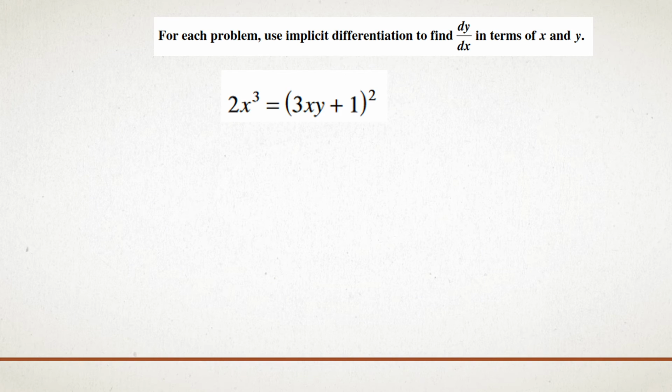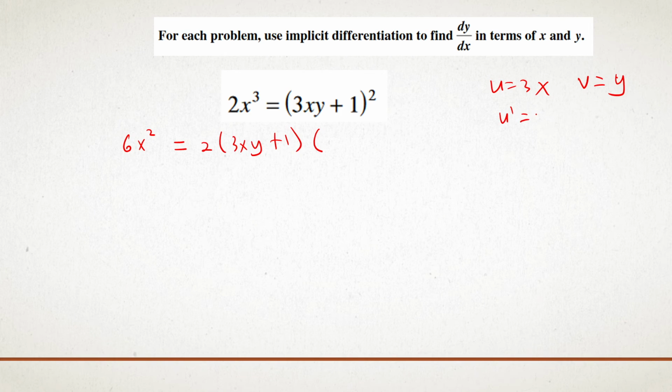This is also the same thing. They ask you to use implicit differentiation for this question. So the left hand side is very simple. It's 6x squared equals, this one brings down to 3xy plus 1. Power of 2 minus 1 is 1. And I need to differentiate inside. Okay, my u equals 3x, my v equals y. So u prime equals 3, v prime equals dy/dx. So over here is 3x dy/dx plus 3y.